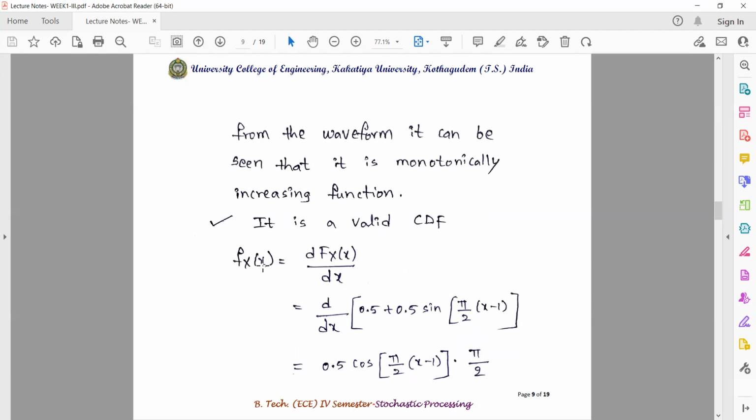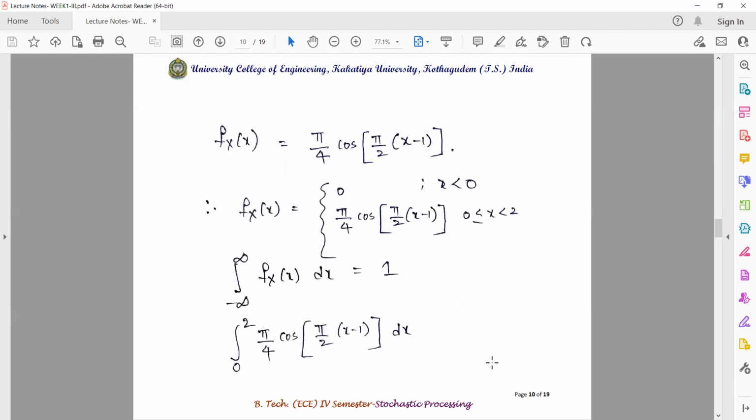So fx of x is equal to d capital Fx of x by dx. Doing the differentiation of the given CDF function, we get 0.5 cos(pi by 2 x minus 1) into pi by 2. So the equation: fx of x is 0 when x is less than 0, and between 0 to 2, its value is pi by 4 cos(pi by 2 x minus 1).